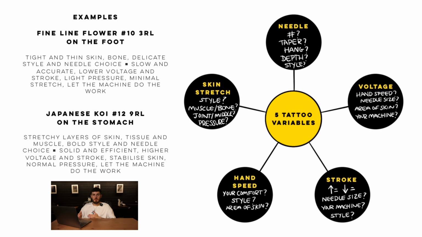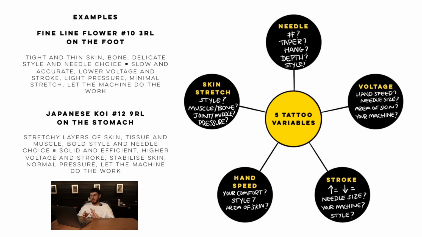That ties in with letting the machine do the work. If I felt like the machine wasn't doing enough work to power a 12 gauge 9-round liner on the stomach, then I would have to think about turning that voltage up, turning that stroke up, so that I don't have to put on more pressure. The machine is going to do the work and I can just guide it to do its job. So hopefully in those examples you can see how I've considered the needles, the voltage, the stroke, the hand speed and the stretch of the skin.